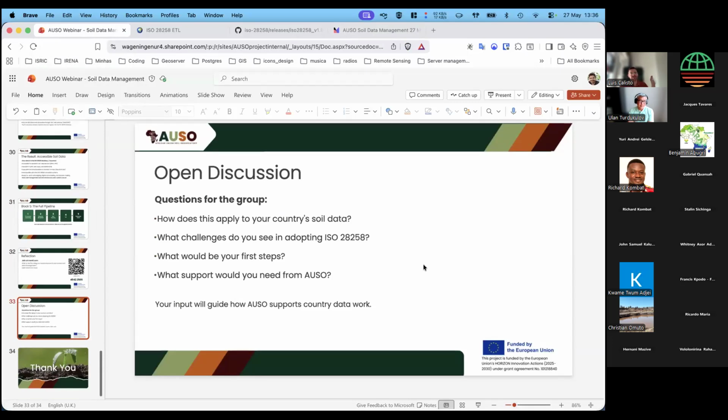So I just have some open discussions, just for you to think about after you close this training, so at least you have some questions to think about and to discuss with your colleagues: how these apply to your country's soil data, what challenges you might see adopting these standards, what could be your first steps, and what support you'll need from IUSS. Just think about it. You don't need to answer right now. These are just discussions to start a conversation over the next months.